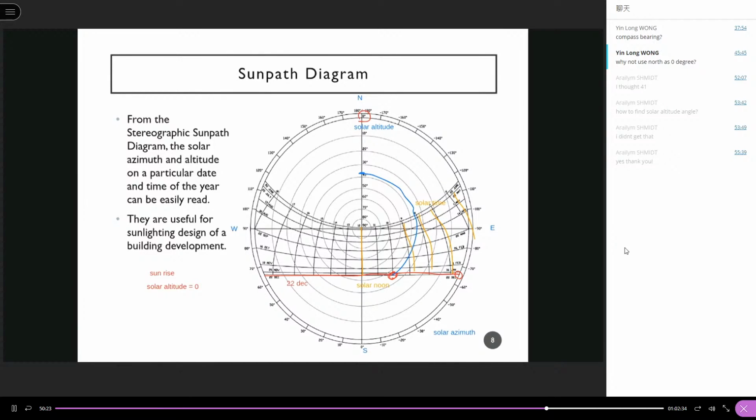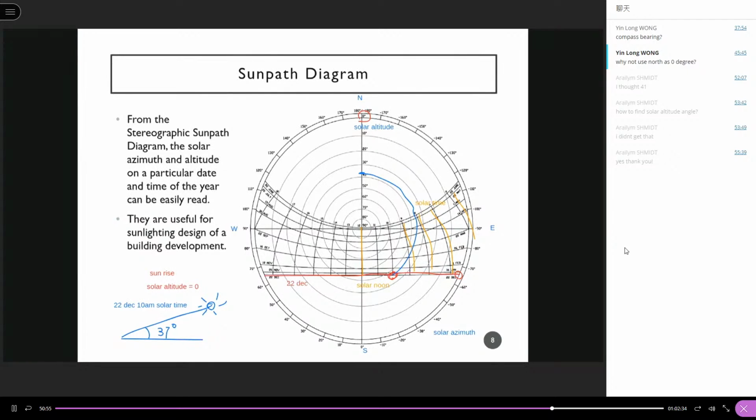If the sun is over here, on 22nd of December, 10 a.m. solar time, then this altitude angle will be around 37 degree. This is the solar altitude at this particular time on 22nd of December.